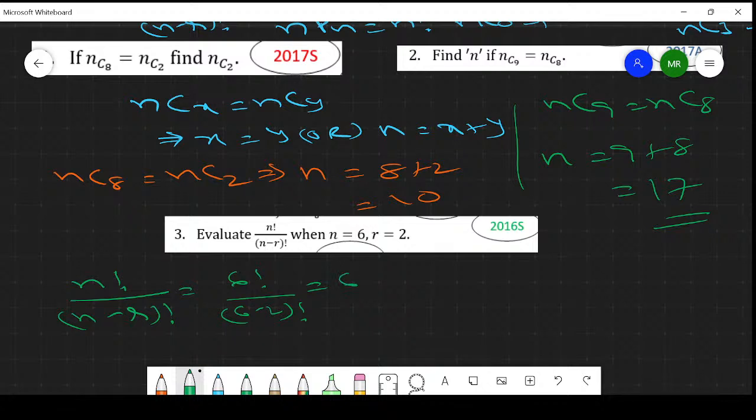6 factorial I can write as 6 into 5 into 4 factorial. I can stop here, why? Because r value is 2, and 6 minus 2 is 4 factorial. So now I can eliminate 4 factorial with 4 factorial. 6 into 5, the answer will be 30. That's all. This is n factorial by (n minus r) factorial when n is equal to 6 and r is equal to 2. The answer will be 30.